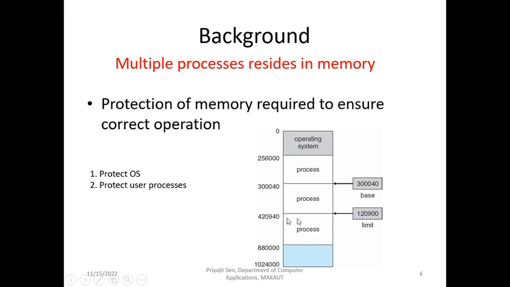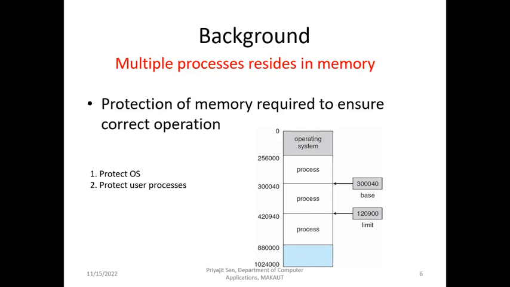And from the next value, that is from 420940, the remaining section will be for the other processes. Base and limit are two registers that store the address from where you are going to access and up to how much you are going to access. The sum of the base and limit will give you the final location up to which the process will be kept in the memory.